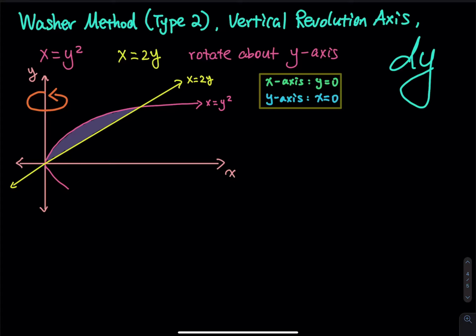Let's talk about Washer's method type 2. So in type 2, we have a vertical revolution axis and the integral is a dy integral. We have a function x equals y squared, that is a sideways parabola, and x equals 2y, that is a straight line, and then we rotate the area about the y-axis.